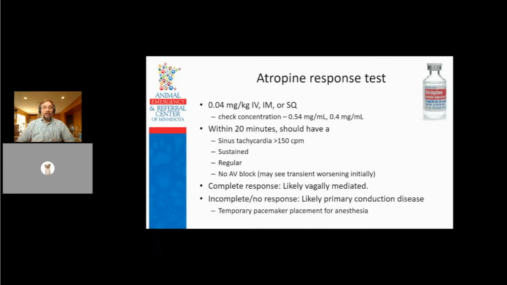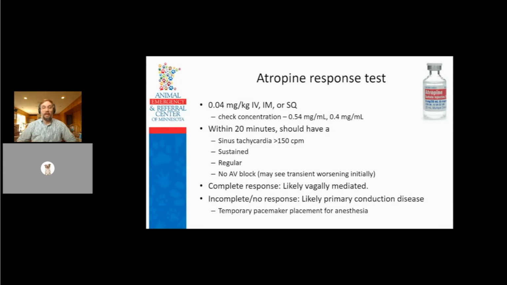And if it responds normally, that means it's likely vagally mediated. But if it doesn't meet all those criteria, then I'd say there probably is at least some component of conduction disease, and I would not anesthetize that animal without a temporary pacemaker placed first.